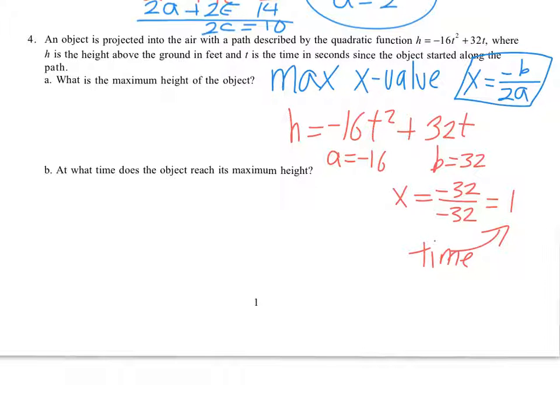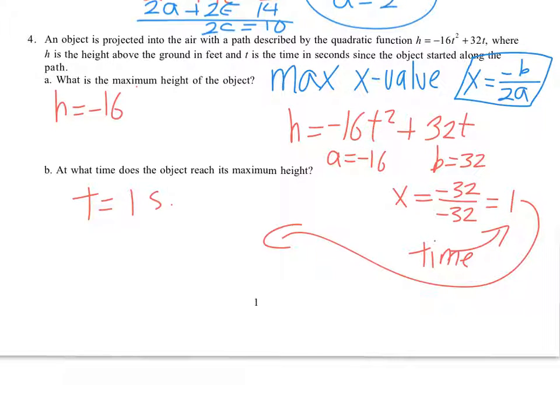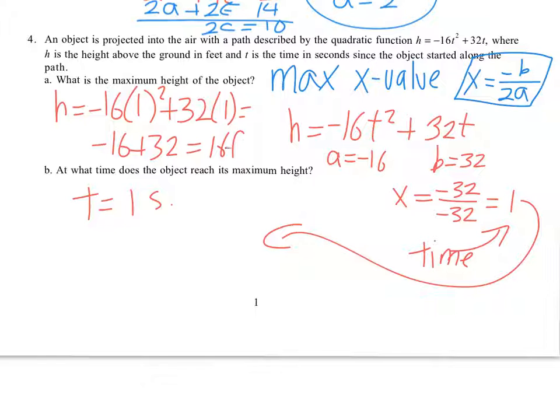What I then have to do is plug this in. By the way, we just answered part B. The maximum height for this: h is equal to negative 16 times 1 squared plus 32 times 1. When I plug those in, negative 16 times 1 squared is negative 16 plus 32, that's going to be 16 feet. I can get my answer.